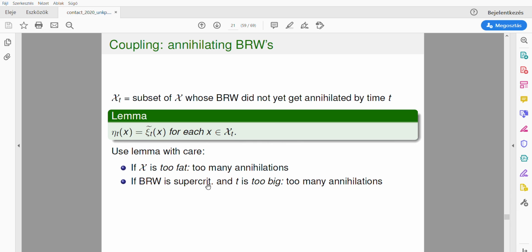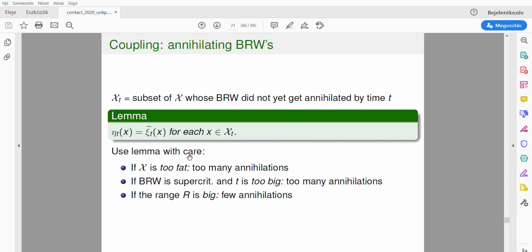So these are two enemies. I don't want to choose my set to be too fat, and I don't want to run my branching random walks for too long a time, because both of these choices will result in too many annihilations, and that's not what I want. But there is one thing that I can turn to my advantage.